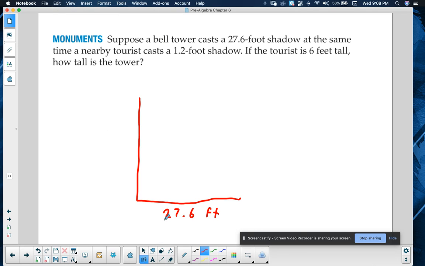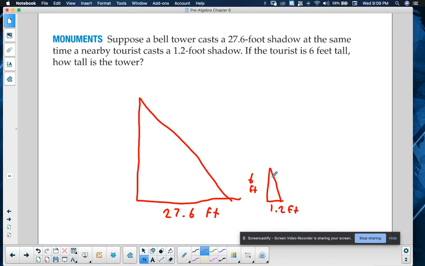Okay, and then we have the nearby tourist casts a 1.2-foot shadow, and they are the height of 6 feet. So let's say 6 feet tall, 6 feet, and they cast a shadow that is 1.2 feet. Now we form our triangle there, and we form our triangle here.